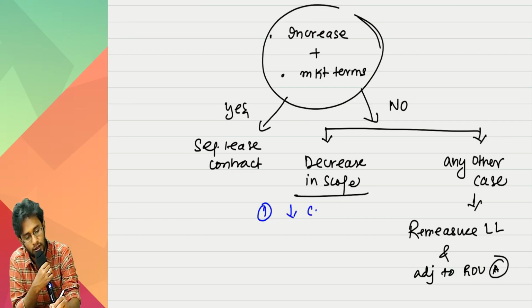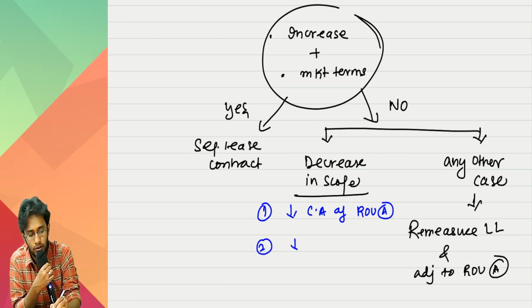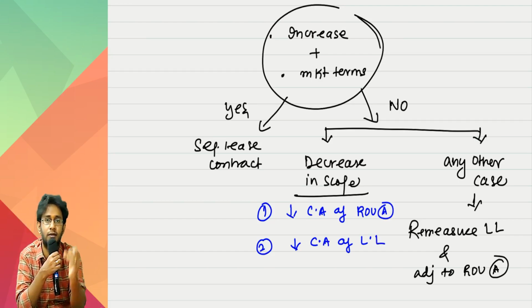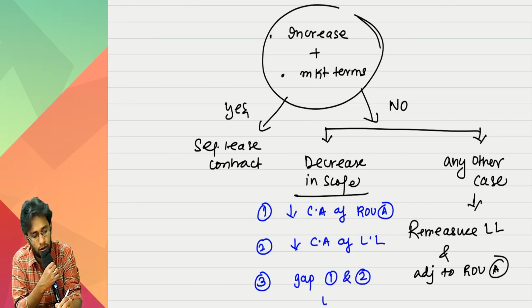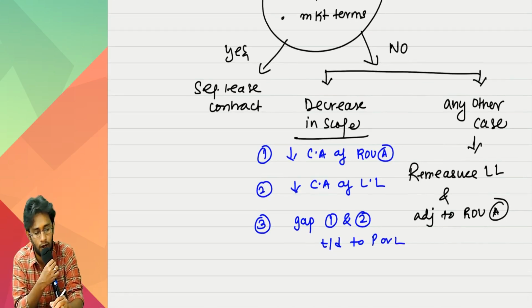Proportionately reduce the carrying amount of your ROU asset, number 1. Next, also proportionately reduce the carrying amount of the lease liability representing the scope reduction. There will be a gap between 1 and 2. So the gap between 1 and 2 is transferred to PRL. Either a gain or a loss will come, throw it off to PRL.